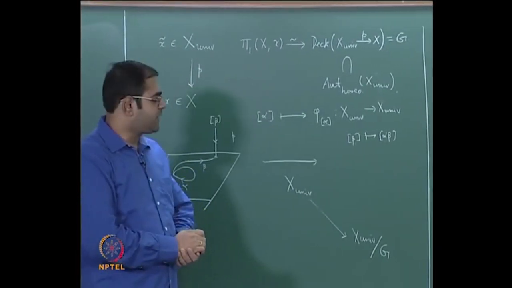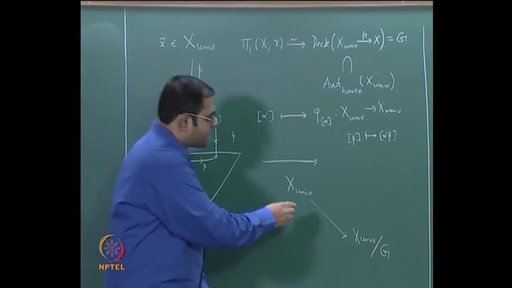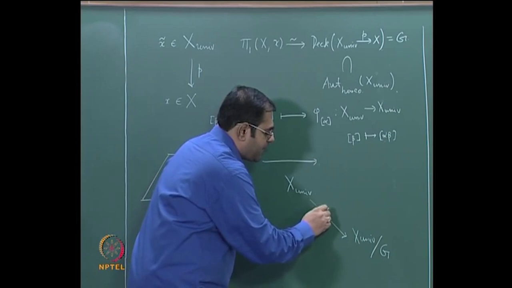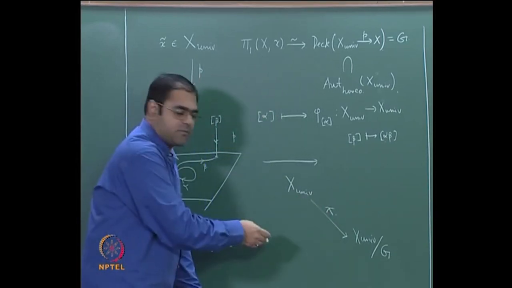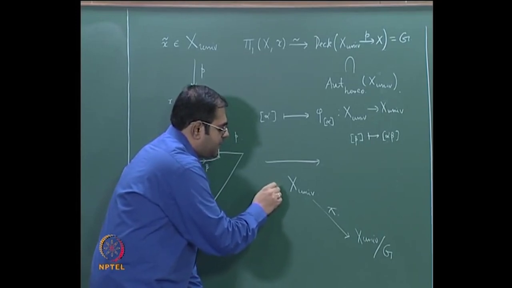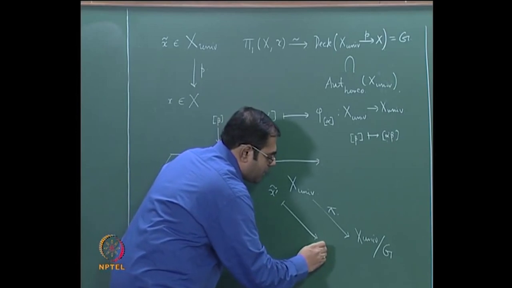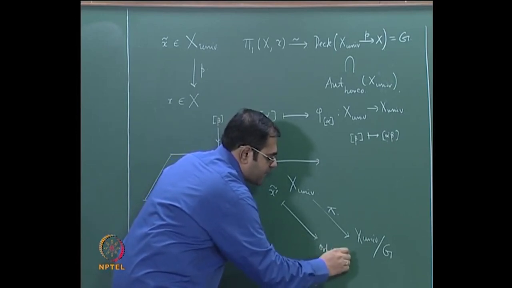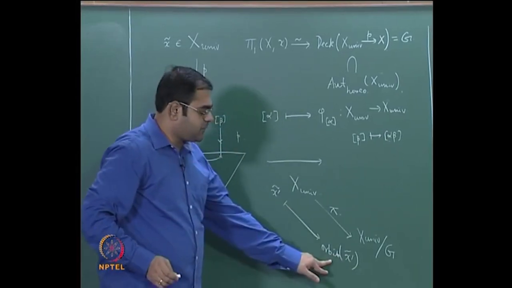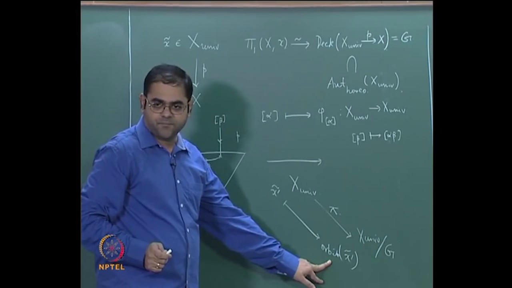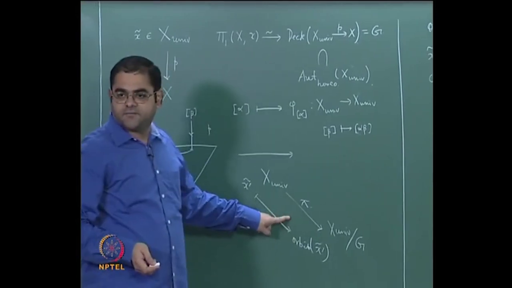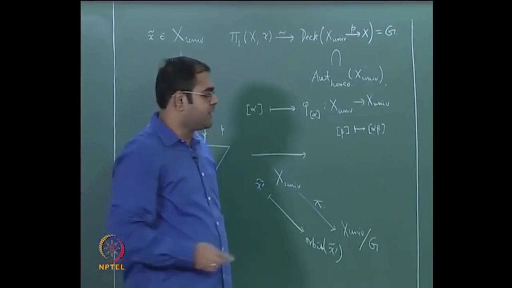Now what I want you to understand is, what is this map? Let me call this pi. This is the very natural map which just sends any X prime tilde to the orbit of X prime tilde, in other words, to the equivalence class that it belongs to. So this is your map. And it is very clear that this map is surjective by definition, because it is just the collection of orbits. So pi is surjective.